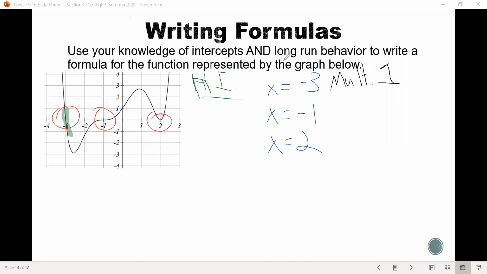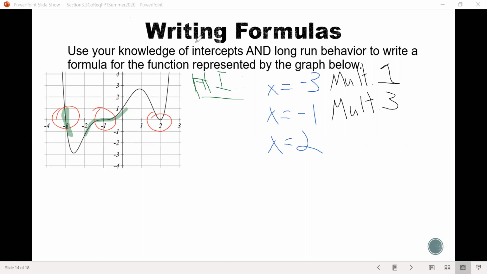At -1, notice that the graph comes up, flattens out, and then goes through, which tells us that this should be an odd power greater than 1. So it could be 3, 5, 7, 9, and so on. To tell the difference between a multiplicity of 3 or 9 or 13 is really hard, so we'll just stick with using a multiplicity of 3 here.